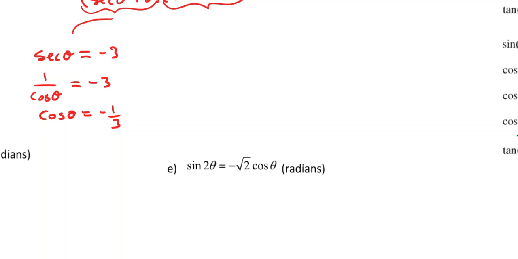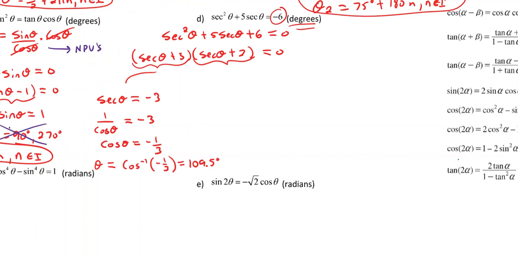So we would just write out theta is equal to cos -1 of -1/3, which is equal to 109.5 degrees.